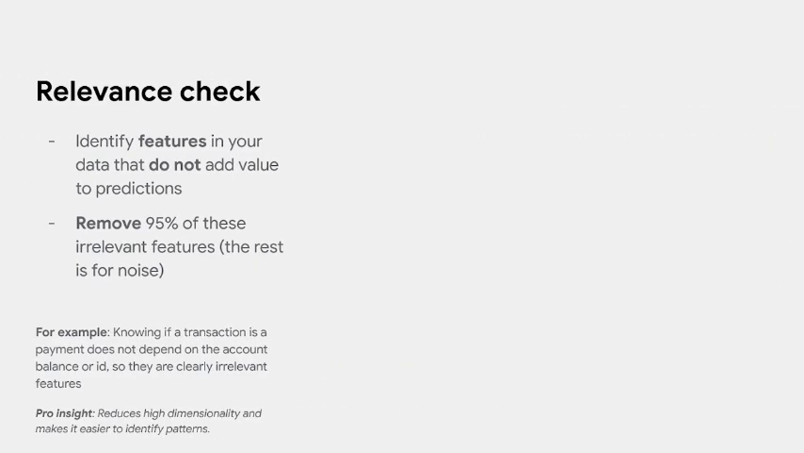The first point, the relevance check. This step is actually straightforward, but not always simple, since it might seem tricky to know which value is actually meaningful or not. Here you identify features in your data that do not add value to predictions, and you remove them. You remove like 95% and leave just a few, so the model will not go overconfident. You always try to deduce and not memorize.